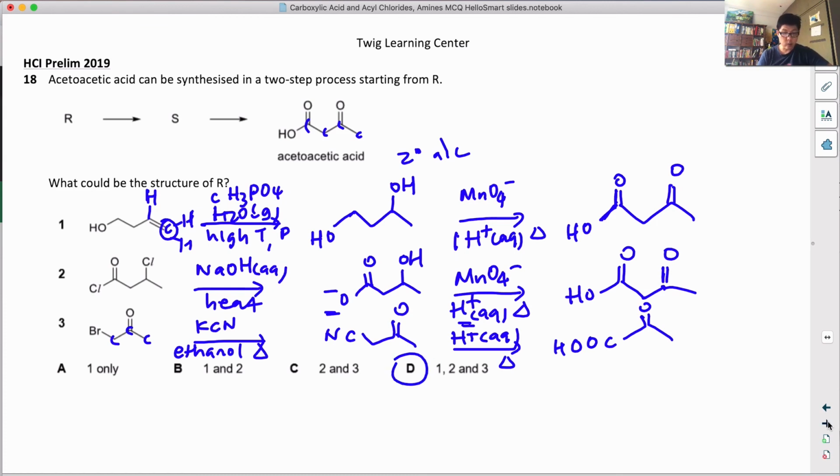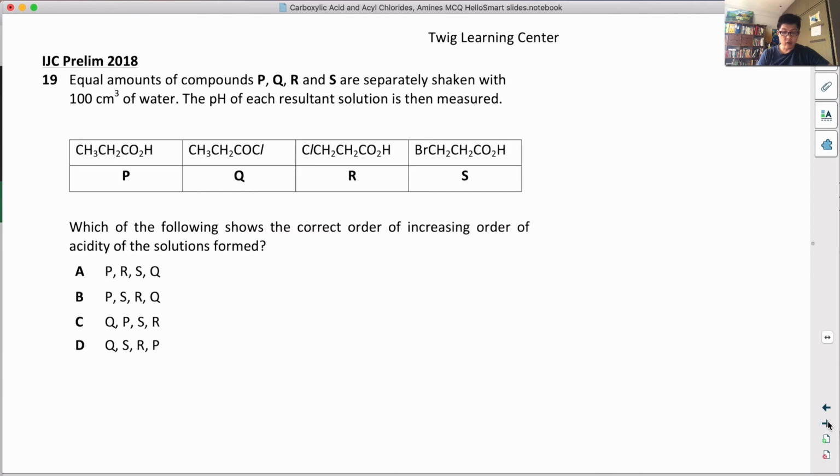Okay, let's look at the next one. Last two. Which of the following shows the correct order of increasing acidity? So the one that is most acidic, I think we've done this enough, right? The one that's most acidic is actually Q, because in the presence of water, you form CH3CH2COOH, as well as HCl. If the HCl, you know that's going to be very acidic. So Q is the most acidic.